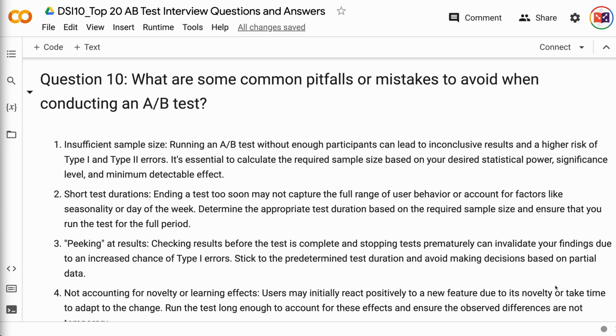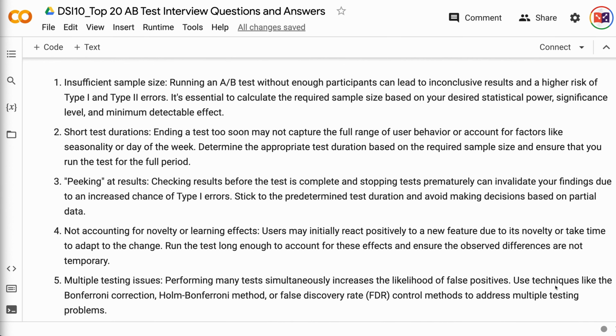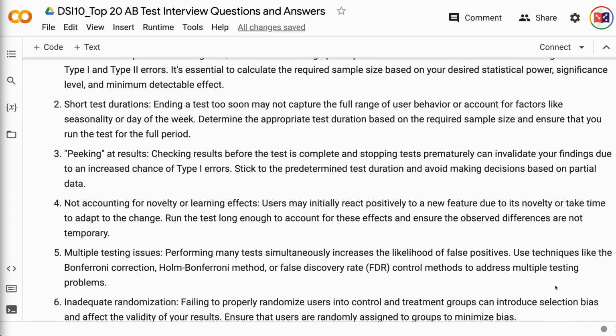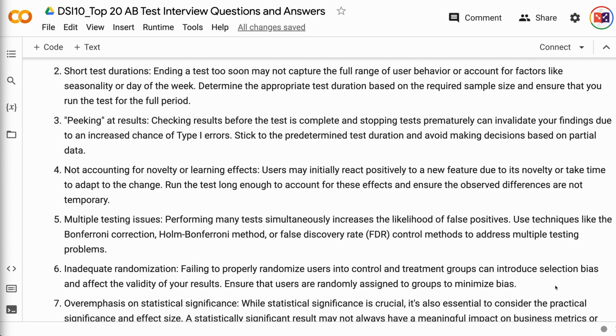2. Short test durations. Ending a test too soon may not capture the full range of user behavior or account for factors like seasonality or day of the week. Determine the appropriate test duration based on the required sample size and ensure that you run the test for the full period. 3. Peeking at results. Checking results before the test is complete and stopping tests prematurely can invalidate your findings due to an increased chance of type 1 errors. Stick to the predetermined test duration and avoid making decisions based on partial data.